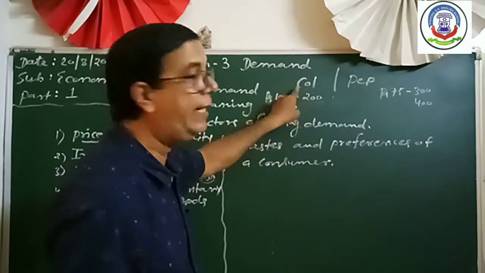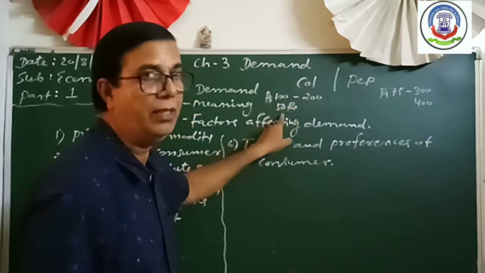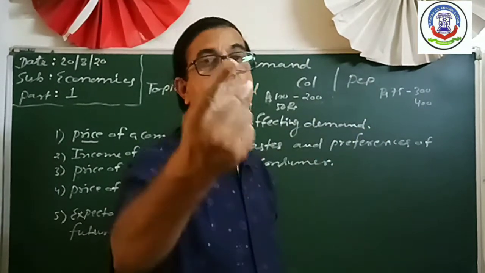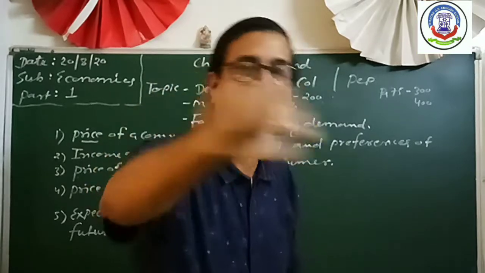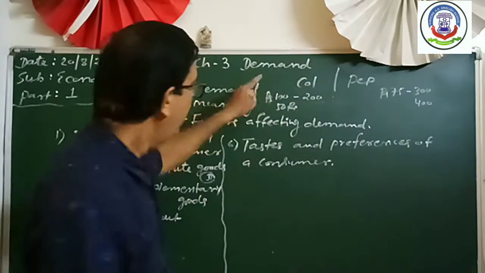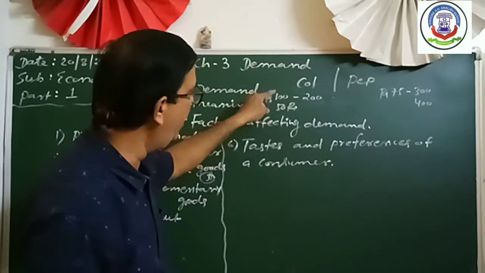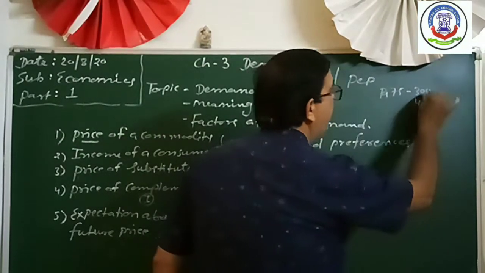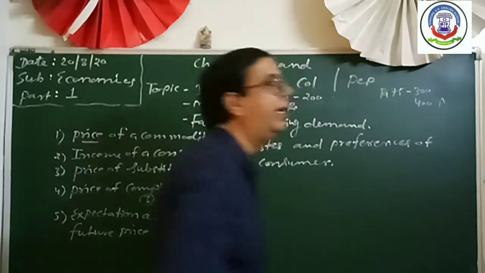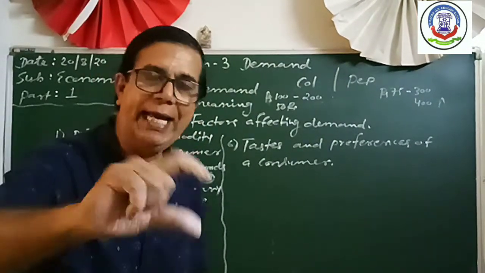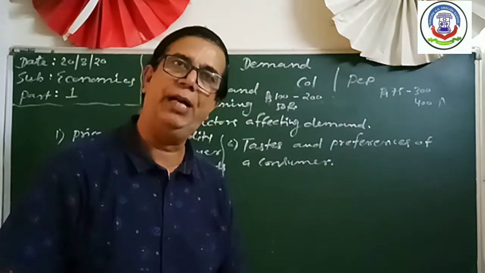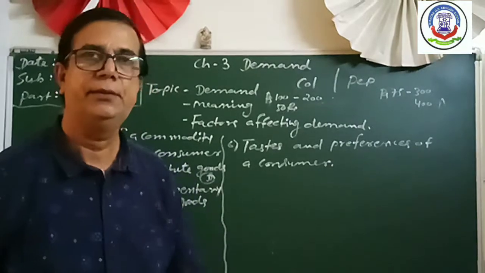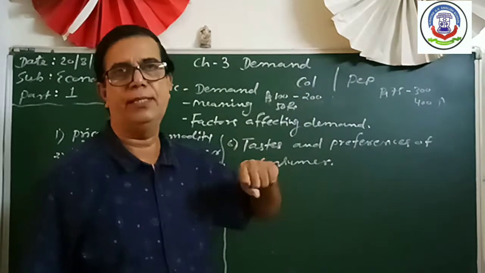So the price of Colgate decreased from 100 to 50. Its effect on Pepsodent, which is the substitute good of Colgate: the demand of Pepsodent changed from 300 to 400. So here there is a direct relationship between demand and the price of substitute goods. In the same way, you can get many examples.